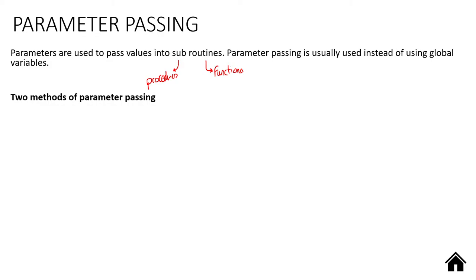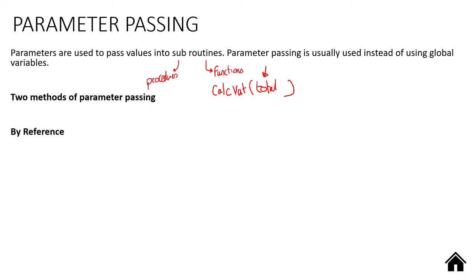So there are two methods of parameter passing. The first one is what we call by reference. So you can pass a parameter. If you ever wanted to spot a parameter, by the way, you might have something like calc VAT, bracket, total, like that, right? That thing inside the brackets is a parameter. So if you ever need to spot one, just find a function, find a procedure, and spot what the parameter is.